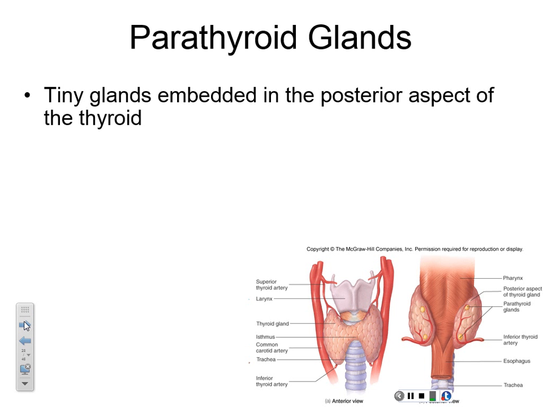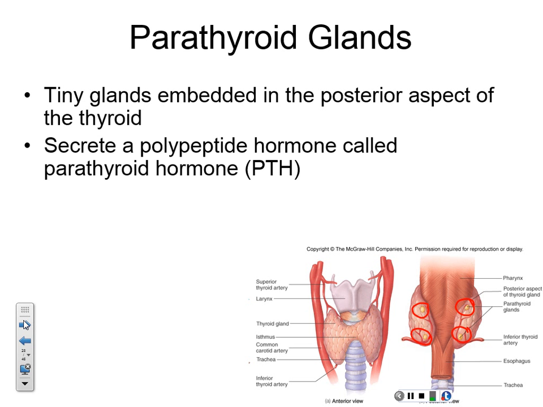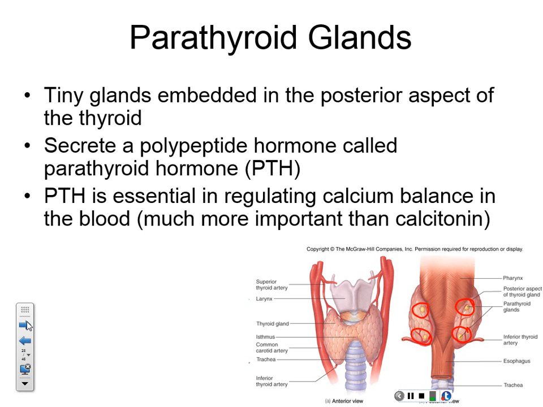Those are the tiny little 4 glands on the back of the thyroid. They produce PTH, parathyroid hormone. PTH is very important in calcium metabolism and calcium levels in the blood, because it does 3 things. It's a peptide hormone, and it's really important in regulation of calcium. PTH is more essential than calcitonin in terms of regulating calcium levels.